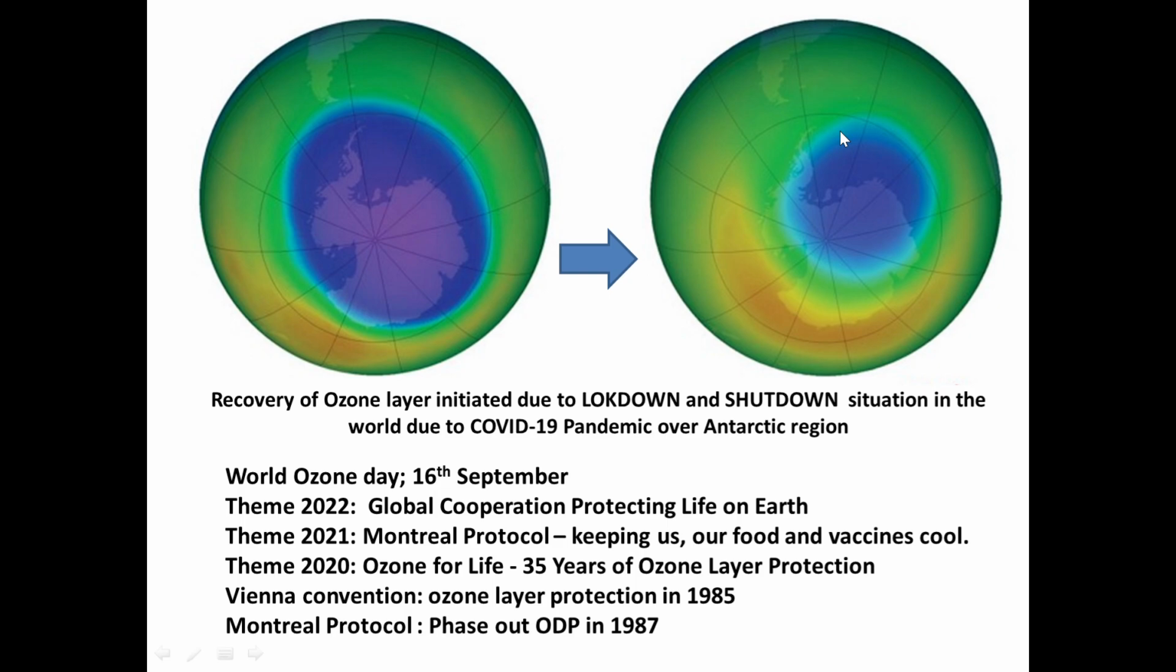What are the conventions related to ozone layer protection? That is the Vienna Convention in 1985. And related to ozone depleting substances, phasing out the ozone depleting substances, there was one protocol called the Montreal Protocol, which happened in 1987.